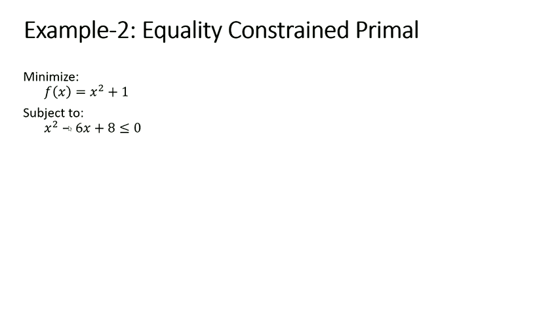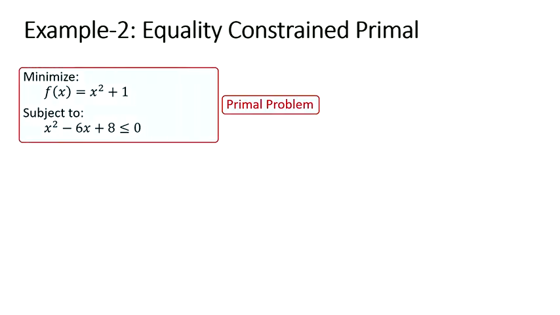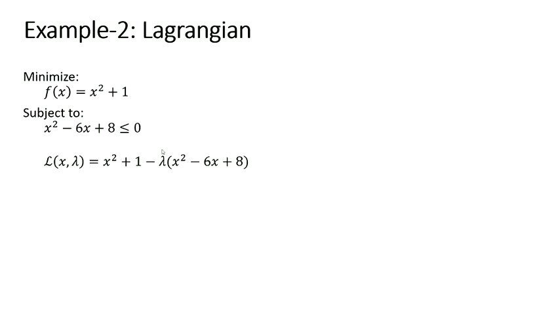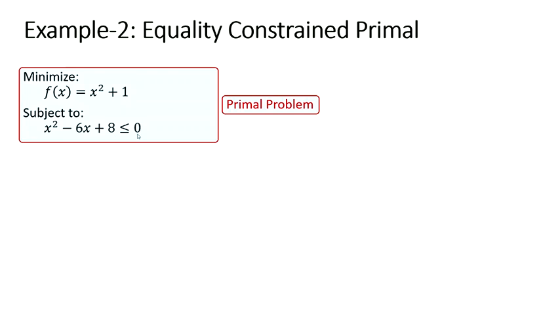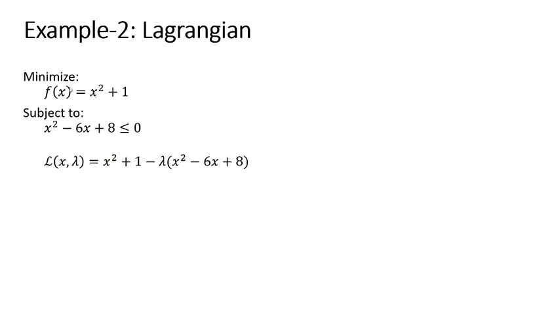Okay, so this is a very simple problem. This is inequality constraint prime. Minimize f of x equals x squared plus 1, subject to x squared minus 6x plus 8 is less than or equal to 0. This is our primal problem. And then this is the Lagrangian objective function. And observe, this is a minimization.